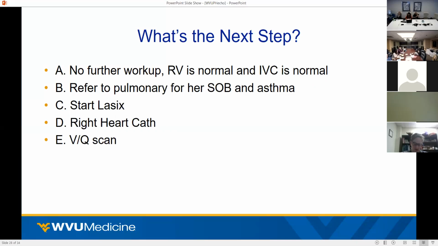So what's the next step? These are different things you can consider. RV is normal, but she's hypoxic. We still got to figure out why. Shortness of breath and asthma, refer to pulmonary, they referred it to me, so that wasn't the right answer. Lasix, probably not a good idea. Her IVC was normal, and this is hypoxia, not pulmonary edema as a cause. Right heart cath or a VQ scan. So right heart cath and VQ scan are both reasonable things. PFTs are super important as well in the workup of this patient. Next slide.